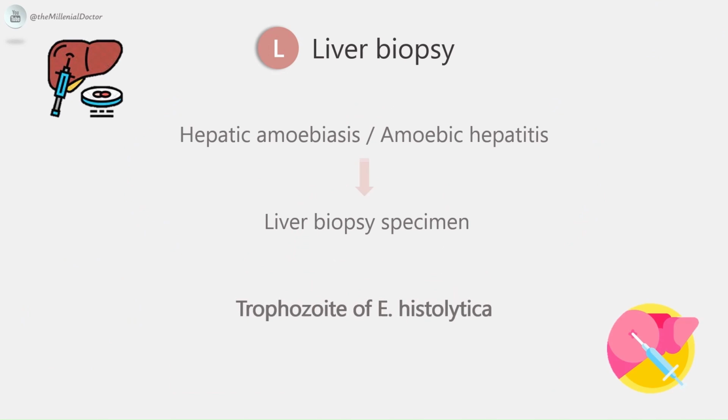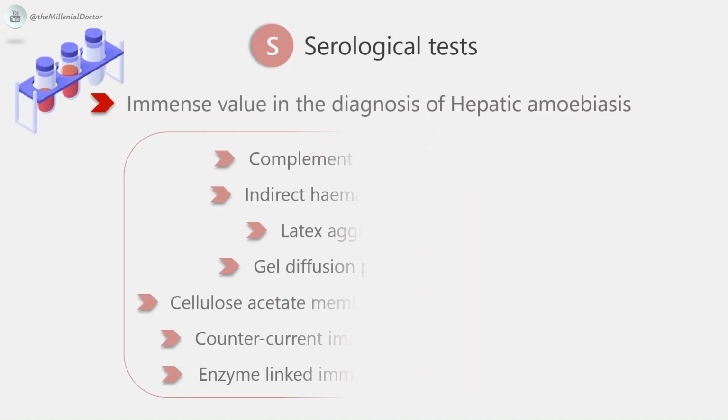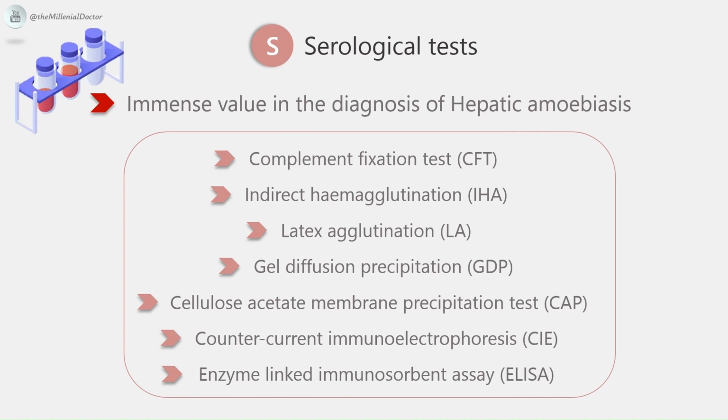Next, the liver biopsy. Trophozoites of Entamoeba histolytica may be demonstrated in liver biopsy specimen in case of hepatic amoebiasis or amoebic hepatitis. Then serological tests. These tests are of immense value in the diagnosis of hepatic amoebiasis. These tests include complement fixation test (CFT), indirect hemagglutination (IHA), latex agglutination (LA), gel diffusion precipitation (GDP), cellulose acetate membrane precipitation test (CAP), countercurrent immunoelectrophoresis (CIE), and enzyme-linked immunosorbent assay (ELISA).